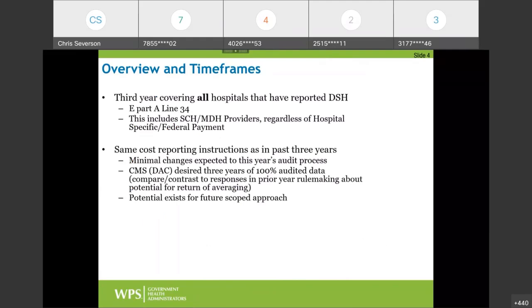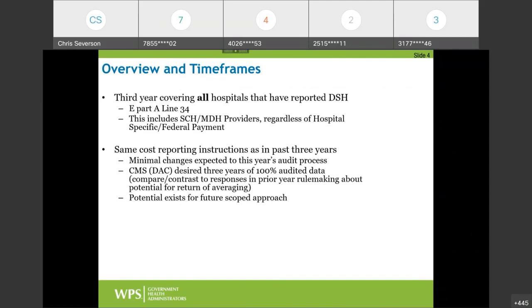And this is the third year that is covering all hospitals that have reported DISH. We had a couple of years prior to that where it was just a sample of providers based on CMS selection. This is the third year. Again, any hospital that has reported DISH on E-Part A, line 34. Now, the thing is, this does include, the question has come up quite a bit in the past, whether this includes SCH and MDH providers that may not actually be paid on the federal rate. And the answer from CMS is yes, it does. And I have a couple of slides with the excerpt from the Federal Register where CMS is very clear about that.